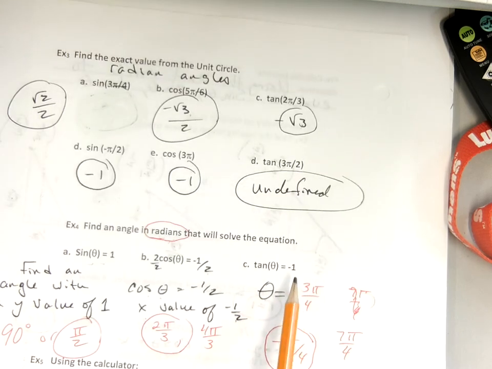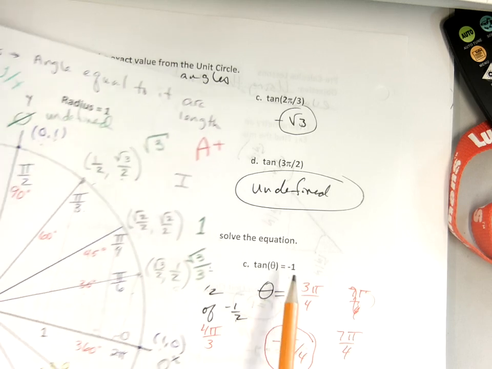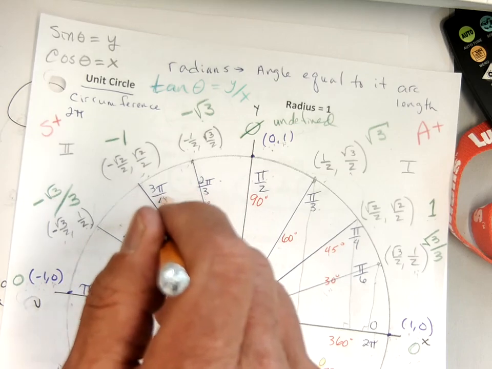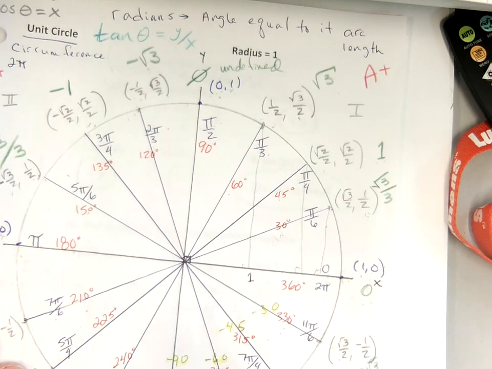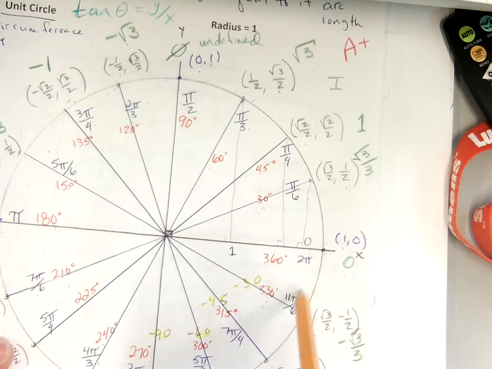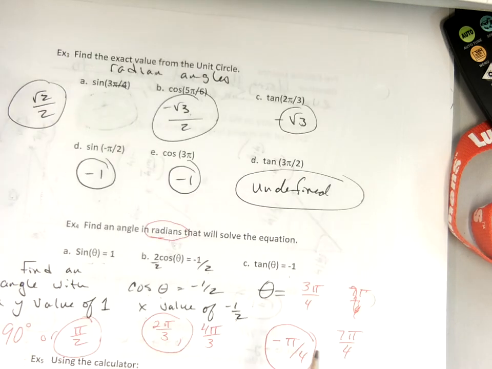Okay? Tangent of -1 happens in 3 places. It happens here, at an angle of 3 pi fourths. It happens here at 7 pi fourths. Or if you were to go backwards, it's at -pi fourths. You really have 3 angles, but the one we want is the one that's always closest.